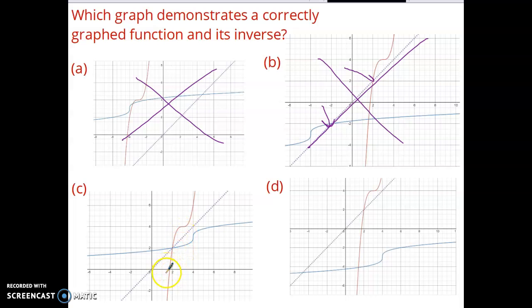All right, let's check our x-intercept here. Our x-intercept is a little bit less than 2 on the red one, which means on the blue one, the y-intercept should be a little bit less than 2. So this one turns out to be the correct answer. The function and its inverse are graphed correctly on C.